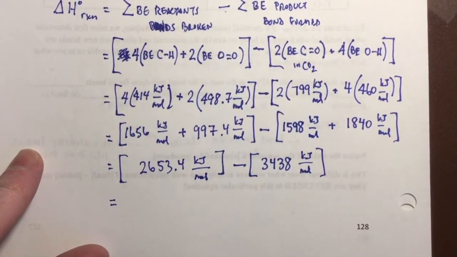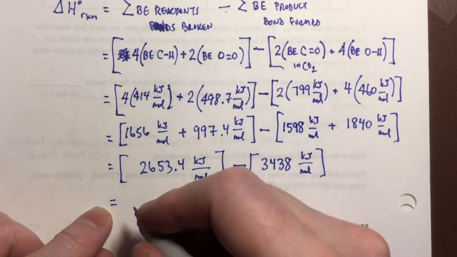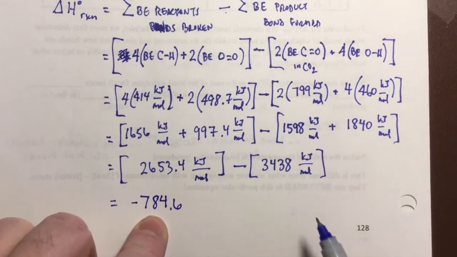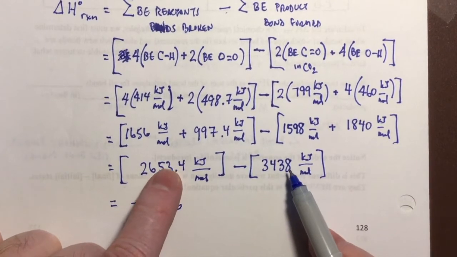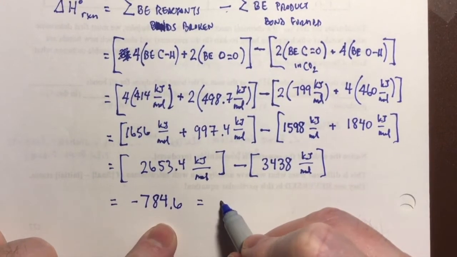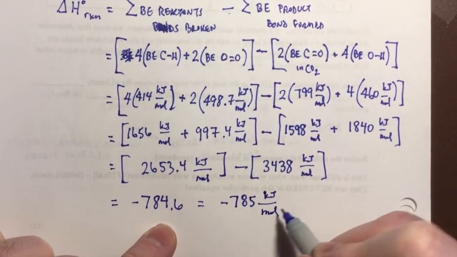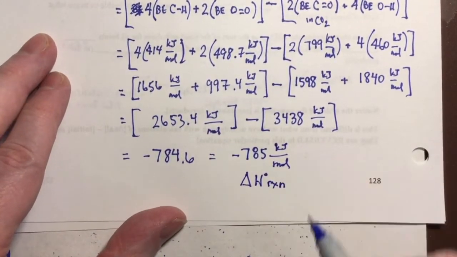And so here we're going to do this last step. And so we get a negative 784.6, and I'm going to round, since this is addition subtraction, I'll round to the nearest ones column, since this number is not precise out to the tenths column. Okay, so this would be negative 785, and this is kilojoules per mole. And that is the delta H naught for the reaction, right?